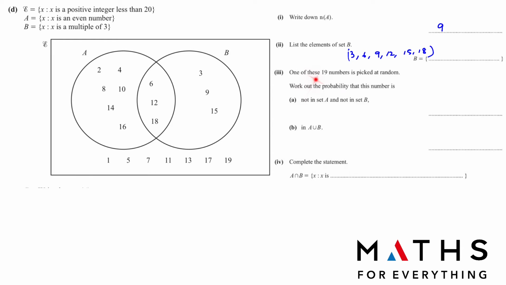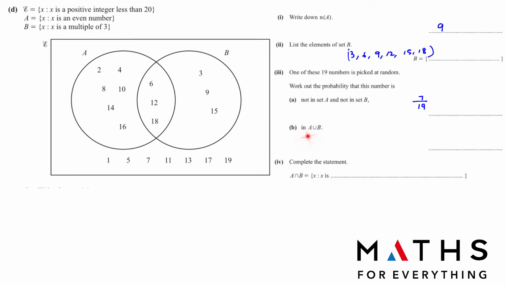Part 3. One of these 19 members is picked at random. Work out the probability that this number is not in set A and not in set B. So it cannot be in A or B. So it is outside. We count the numbers. Remember, we want the probability now. 1, 2, 3, 4, 5, 6, 7. 7 over the total numbers. How many numbers are there? Less than 20, so 19. So the answer is 7 over 19. 7 is our favorable outcome. 19 is the total outcome.